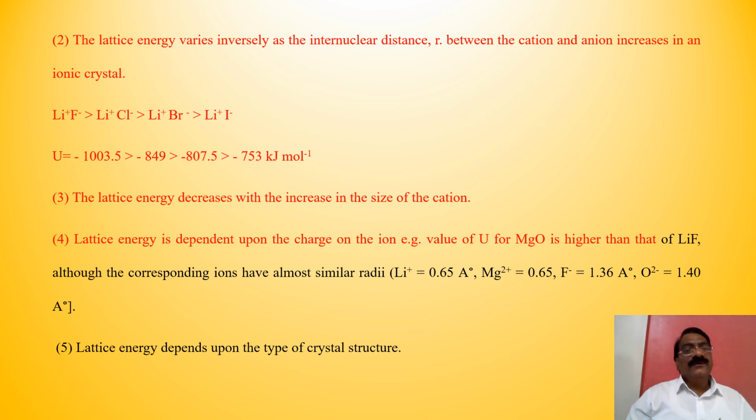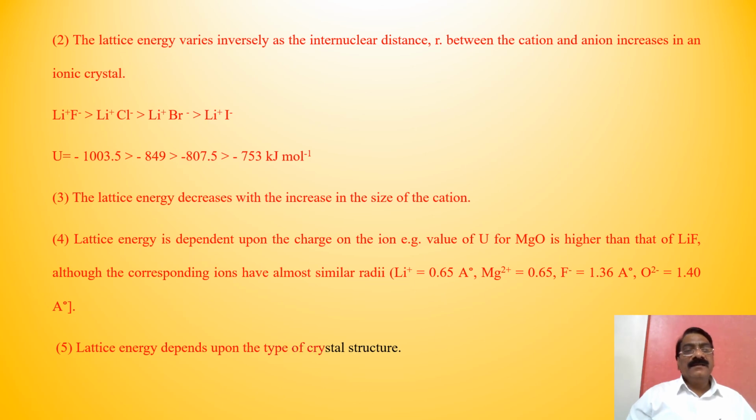So for that, the lattice energy value minus 1003.5 is greater than minus 849, which is greater than minus 807.5, which is greater than minus 753 kilojoule per mole. The lattice energy decreases with increase in the size of the cation.